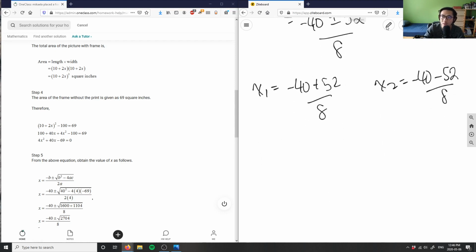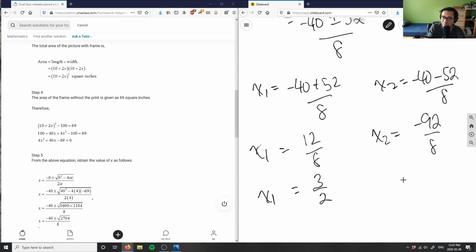If I solve for x1, negative 40 plus 52 gives me 12 over 8, which is simply 3 over 2. I could divide the numerator and denominator by 4 to get 3 over 2. x2 would equal negative 40 minus 52, which is negative 92 over 8, and this equals negative 23 over 2.